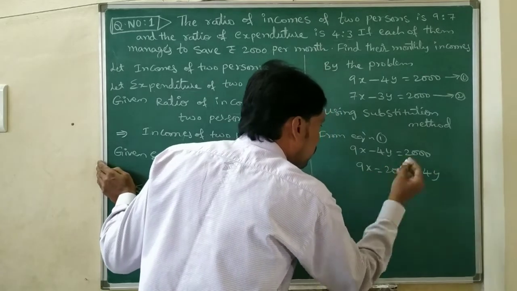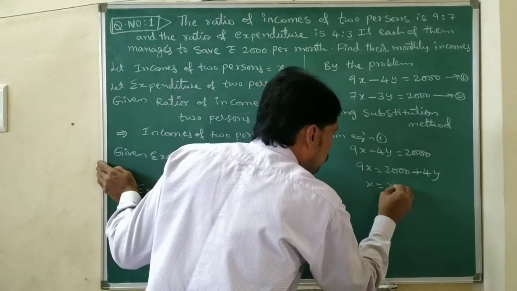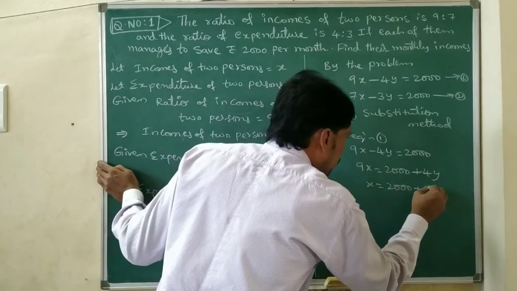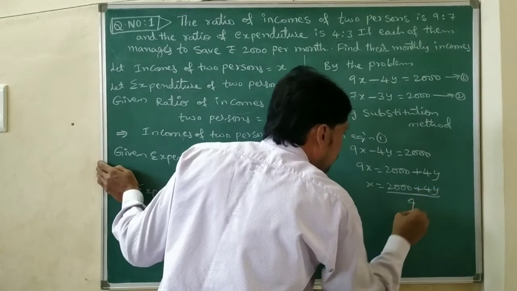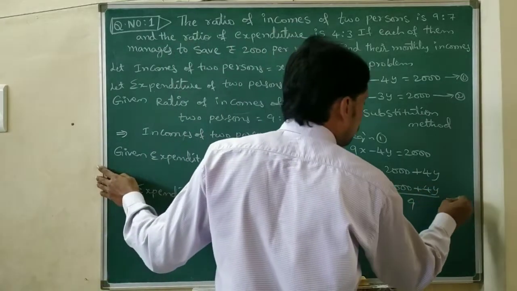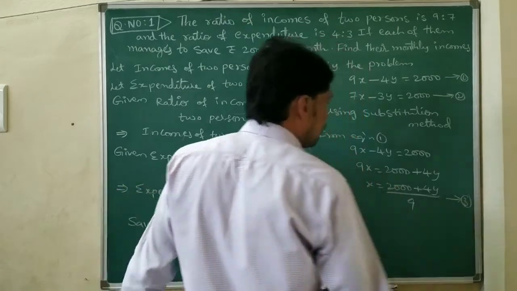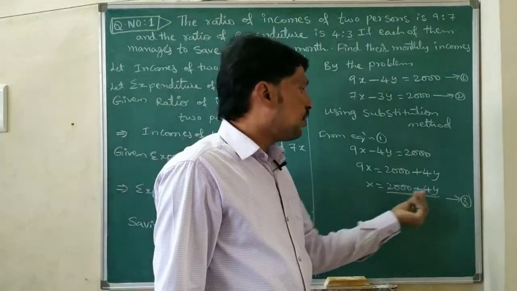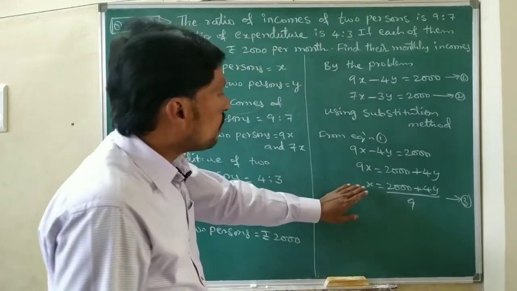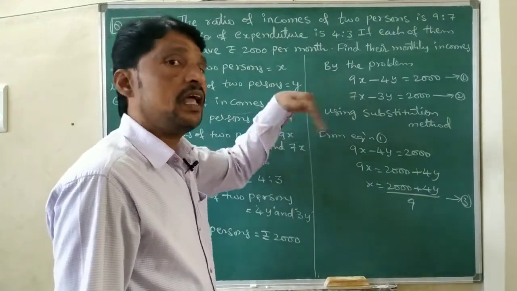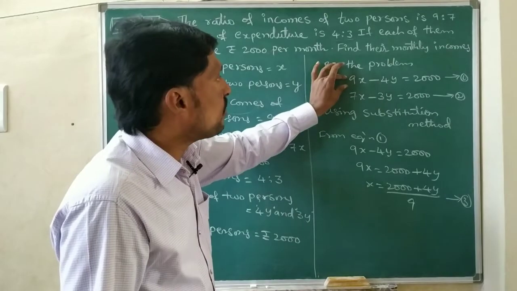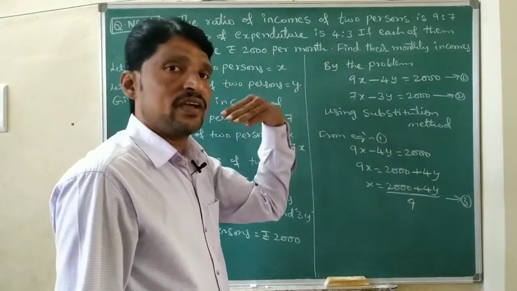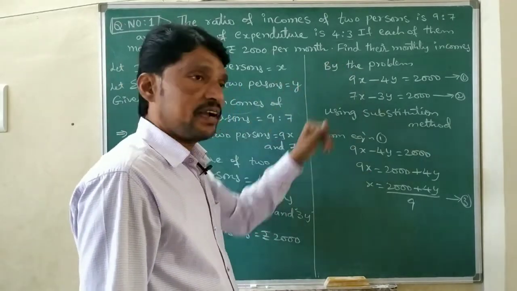So this 9 also you can transpose. x equal 2000 plus 4y by 9. So here this is one, you have to take the equation number 3. So the x value we got here is 2000 plus 4y by 9. So this x value you can substitute in the other equation. From the first equation we took, we can substitute this value in the second equation.